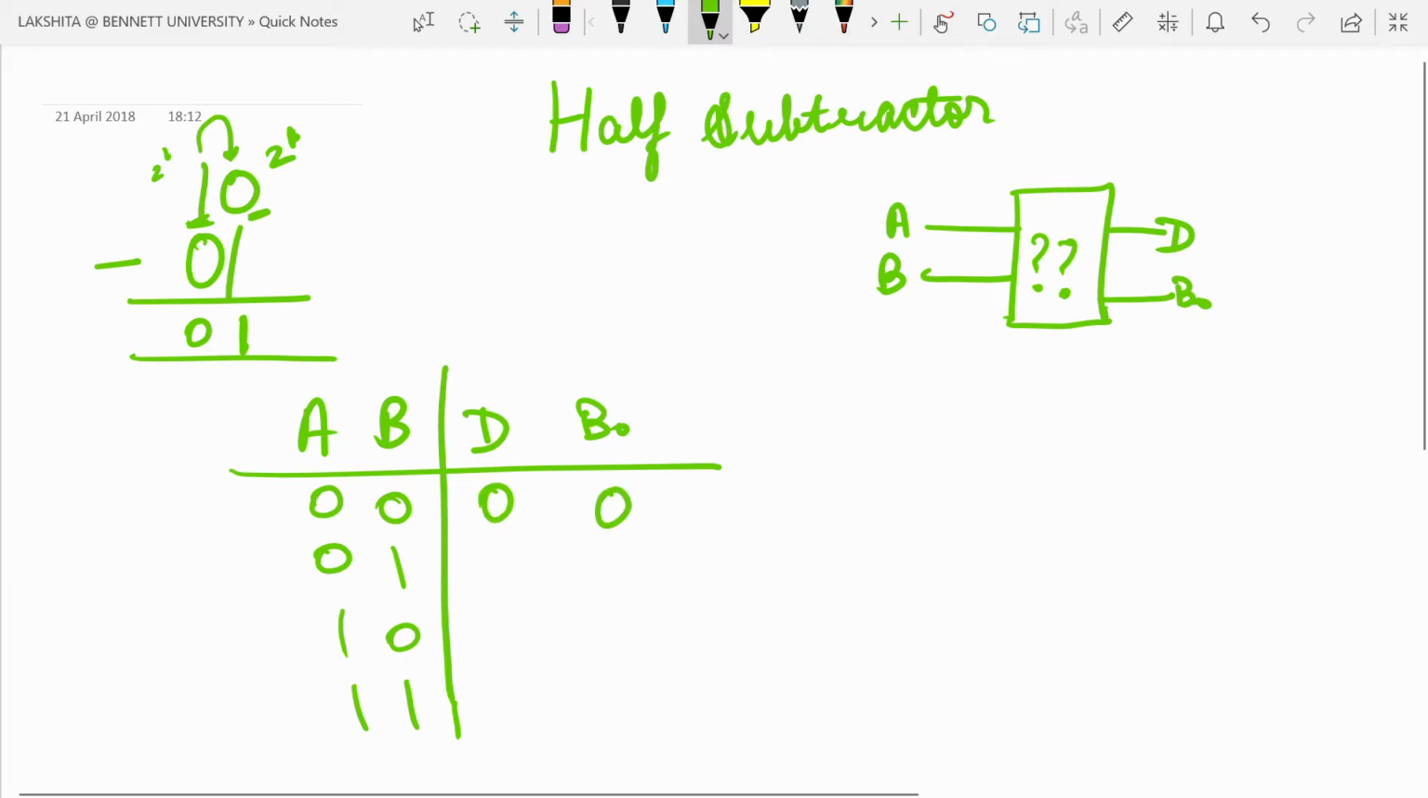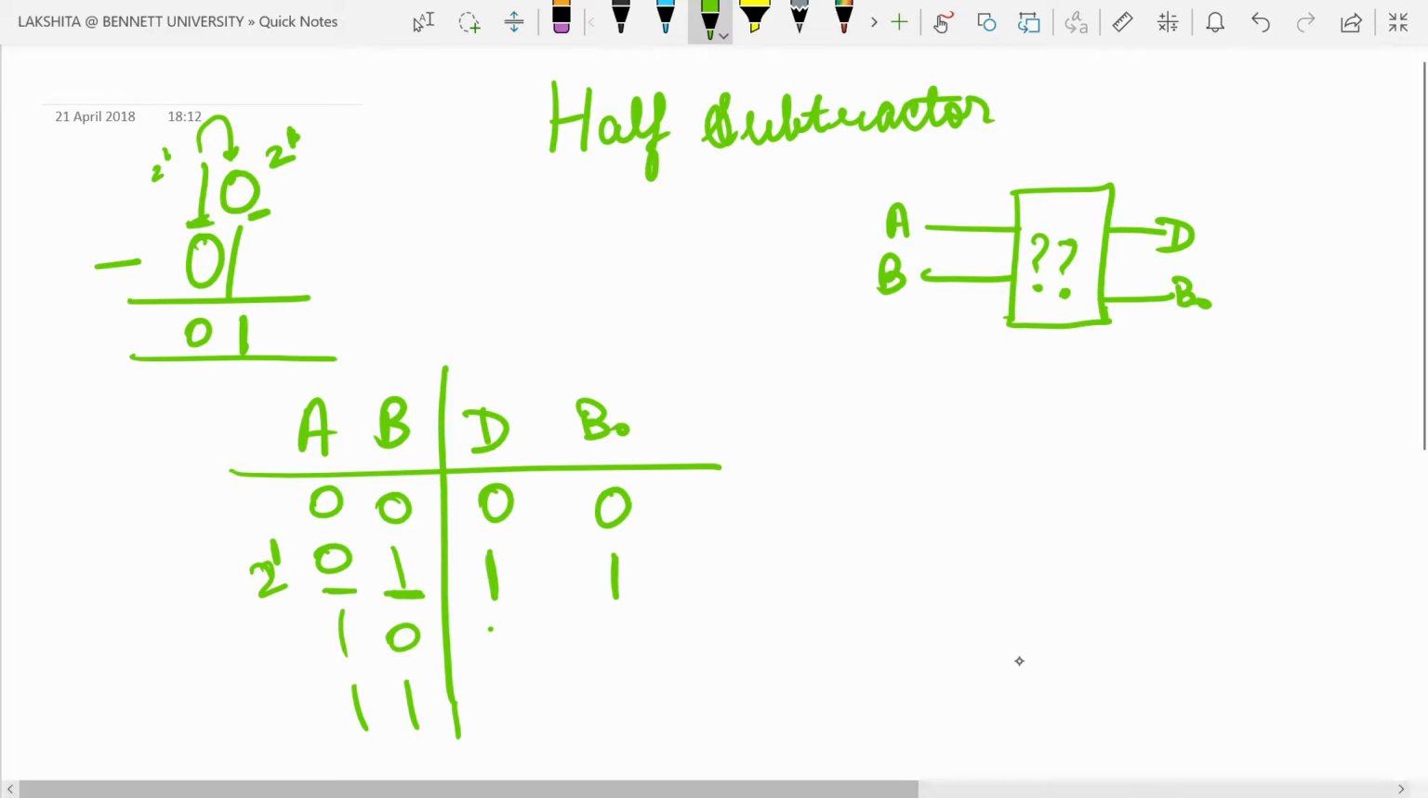In the second case, we cannot subtract 1 from 0. So we'll have to take a borrow. So the weightage of this position will be 2 raised to the power 1. Now we can easily subtract 1 from 2, so the difference will be 1 and the borrow output is also 1. In the third case, we can easily subtract 0 from 1, so the value of difference will be 1 and the borrow output is 0. In the fourth case, the value of borrow output will be 0 and the difference will also be 0.